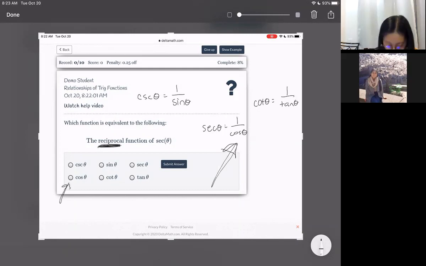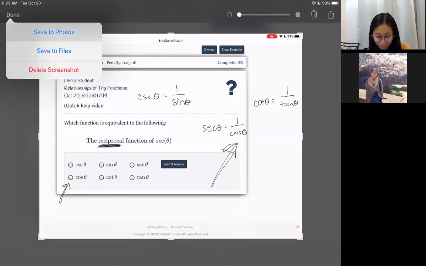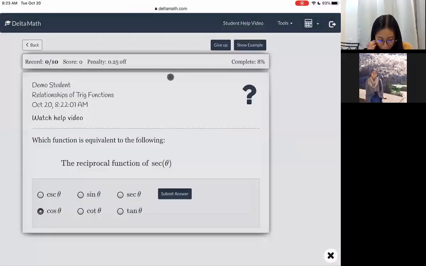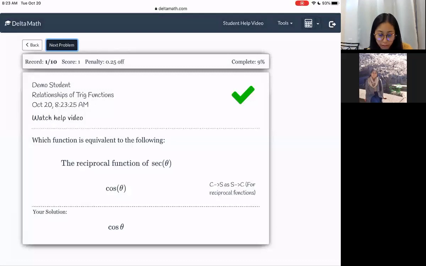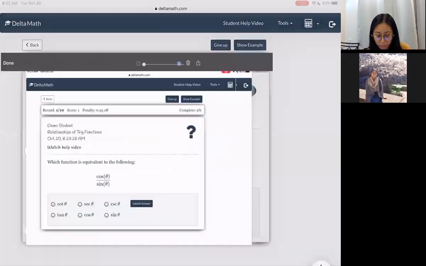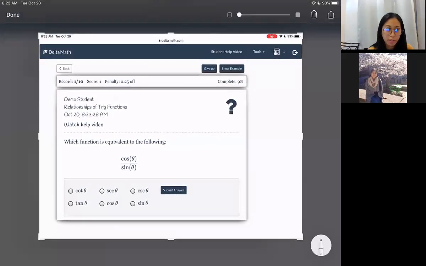So then it's literally just multiple choice. You just select cosine and then submit your answer. Any questions? Okay. Cosine. Submit. So these are pretty basic and they are multiple choice. So that's why there's 10 of them. I know it sounds like a lot to have 10 of one problem type, but you'll be okay.